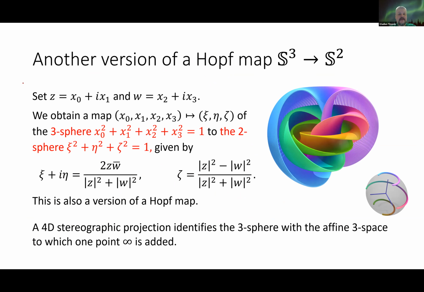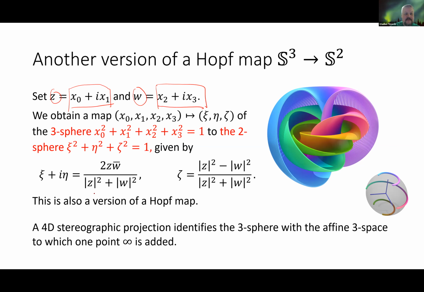Okay. Thank you. So now let me briefly discuss a different version of a Hopf map. The versions are closely related, but these are not exactly the same map. So let us now put 4 real parameters and arrange them in the form of 2 complex numbers. So x0 and x1 will give rise to the complex number z, and x2 and x3 will give rise to a complex number w. And then, well, the same formula as before.